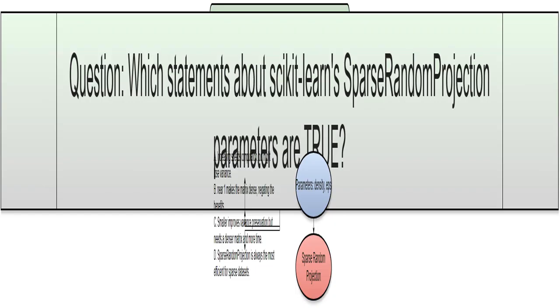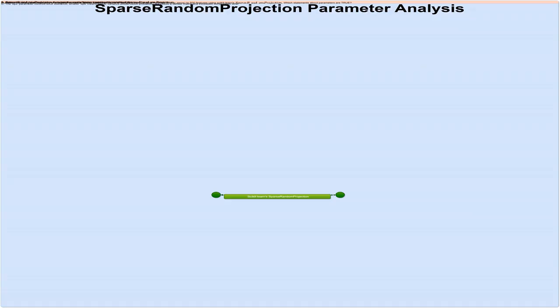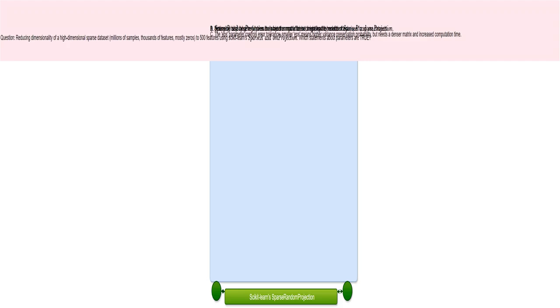I'm evaluating some claims about how density and EPS affect the performance of sparse random projection. We need to determine which statements are factually correct. I'm analyzing how different parameters in scikit-learn's sparse random projection affect its performance. I'll focus on density and epsilon, EPS, which control the speed and accuracy of dimensionality reduction. This question asks you to understand how sparse random projection works and how its parameters influence the outcome, specifically, reducing the dimensions of a dataset with many samples, features, and zeros. We need to analyze the true statements about the parameters to solve this.